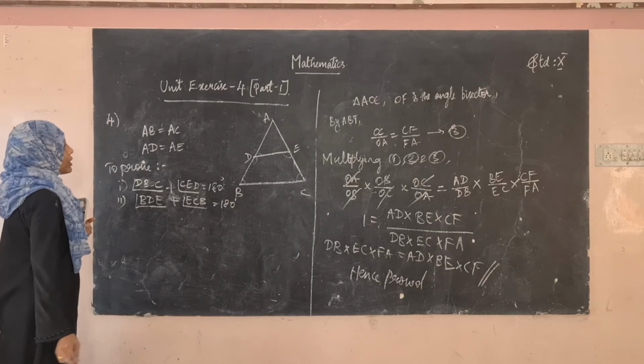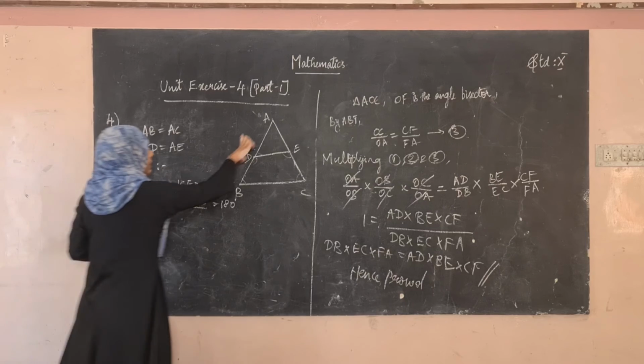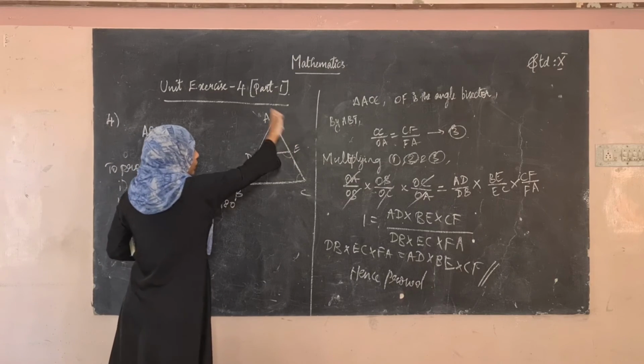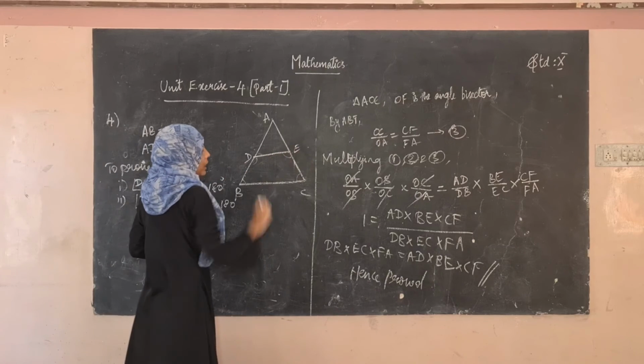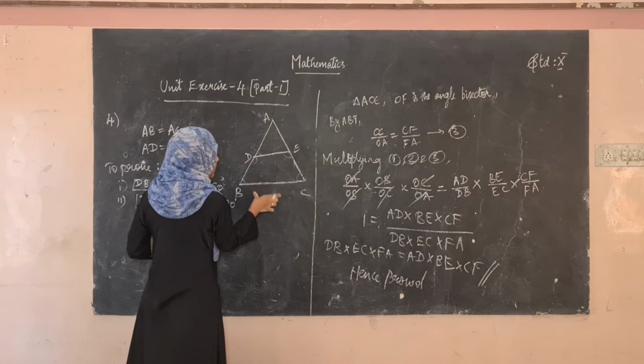Okay, so in the question itself they have given that AB is equal to AC and AD is equal to AE. Right, if we prove DB is equal to EC, then we can say that DE is parallel to BC, right?